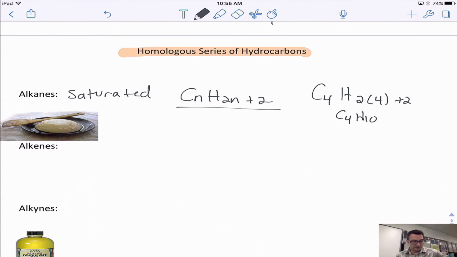This is given to you on a reference table. I'll show you that in a second. Now, the thing about alkanes is that they all have single bonds connecting the different carbons, so they contain all single bonds between carbons.